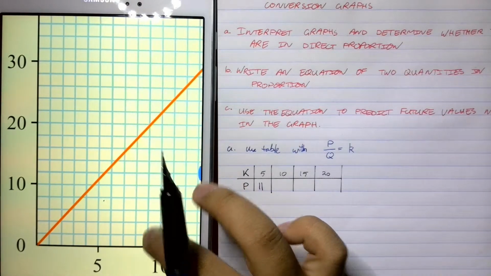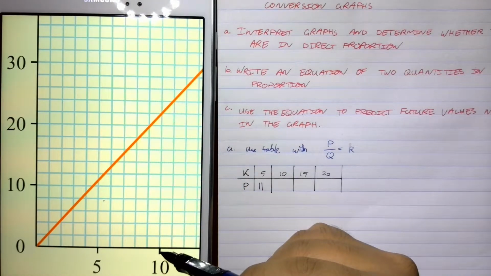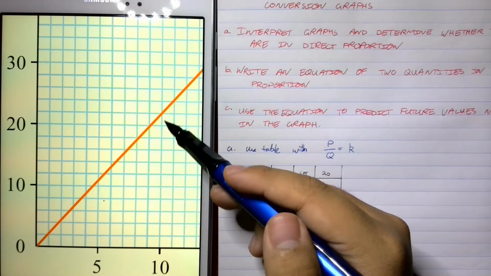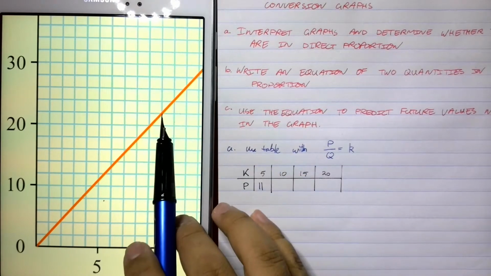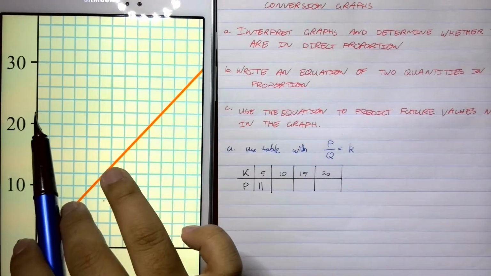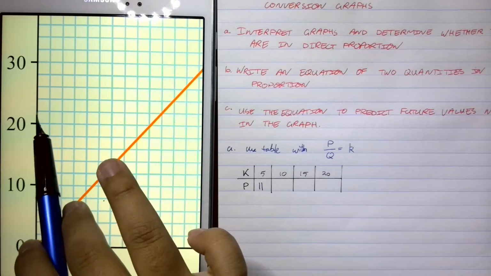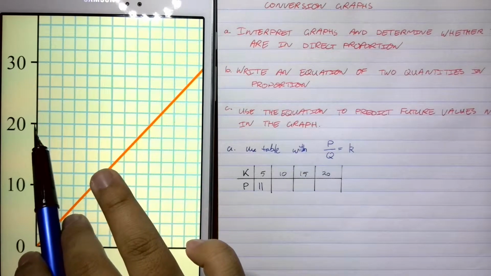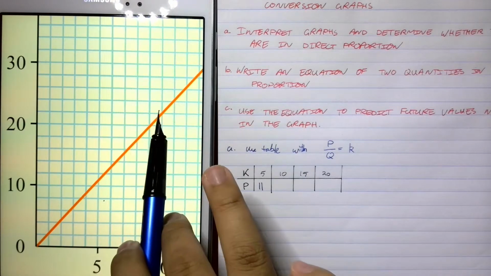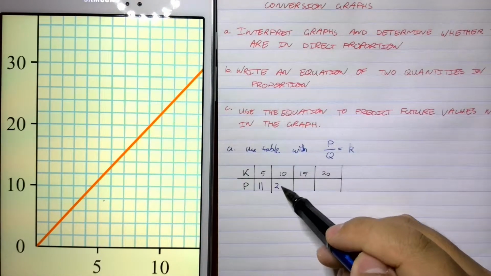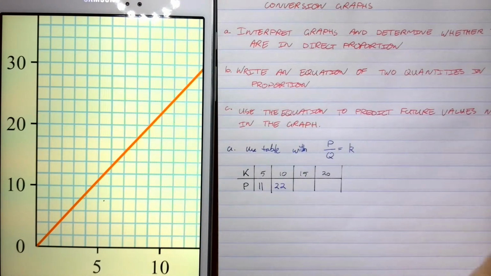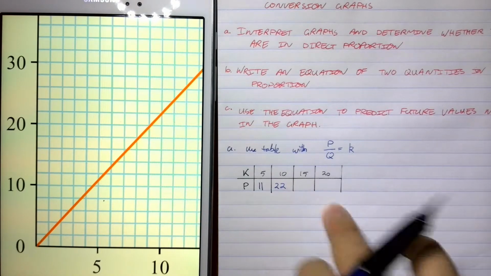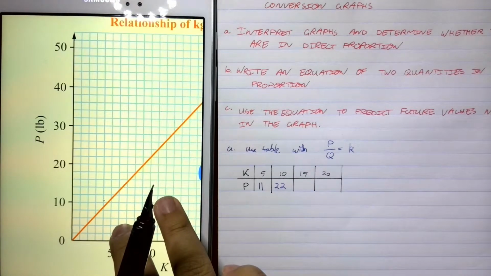Let's do the same thing for 10. 10 is here. Let's go all the way up. This time it is directly in line. And since it is going up by 2 along here, so 20, 22, the value here is going to be 22. And already we can establish some sort of pattern happening here.